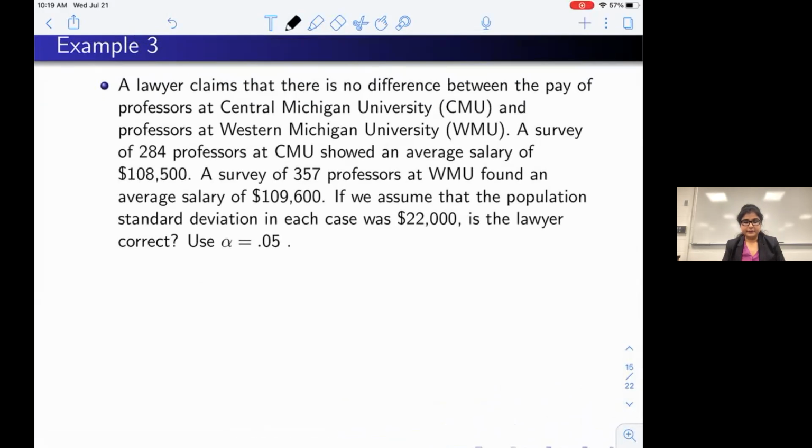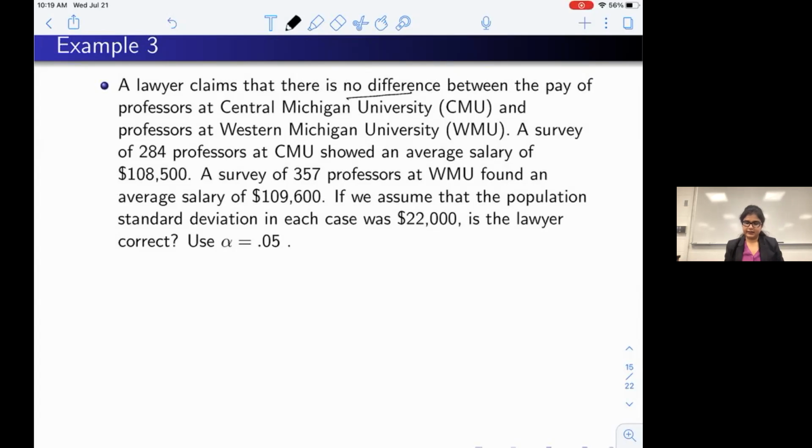All right. Example 3 is about the average pay scales for the professors. A lawyer claims... what is the claim? That there is no difference. It means an equality sign. No difference between the pay of professors at Central Michigan University and the professors at Western Michigan University. They both do not have much difference in their pay scales, in the pay for the professors.